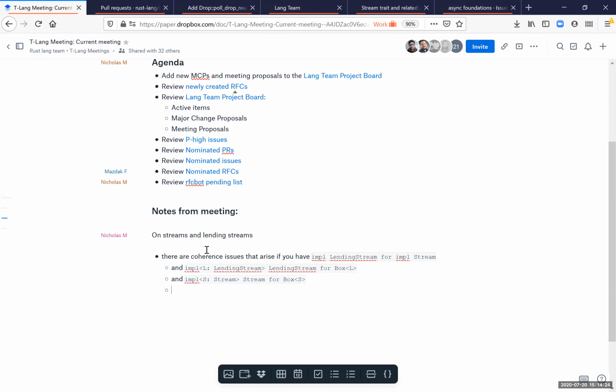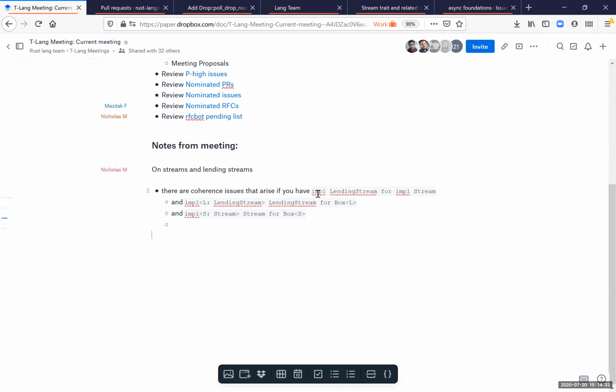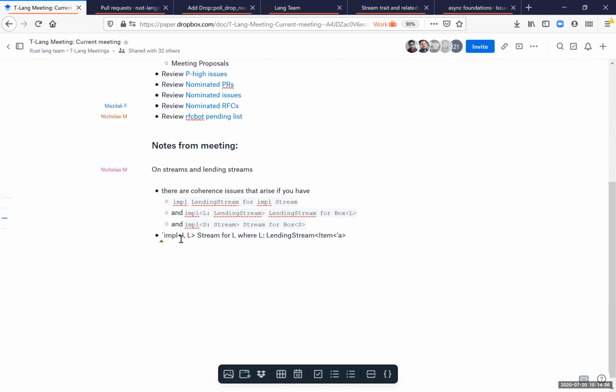So this is one problem, and I think it would be nice to solve this because these interconversion issues are not specific to this case, similar to the method compatibility issues. But what you're saying is somewhat different, and I think the answer is yes. You could imagine having something like, I think it would be something like implement stream for L, where L is lending stream. We don't actually know what the syntax would be for this, but it'd be something like that.